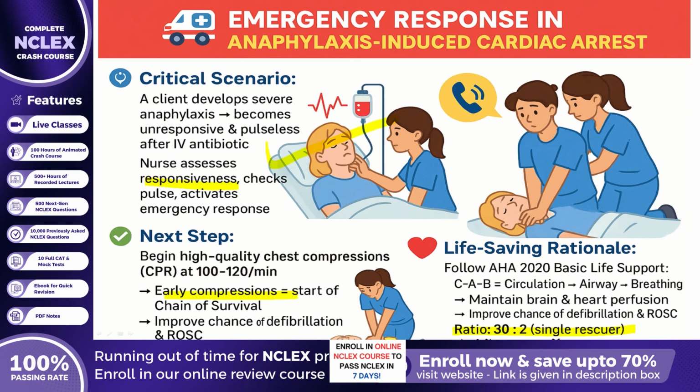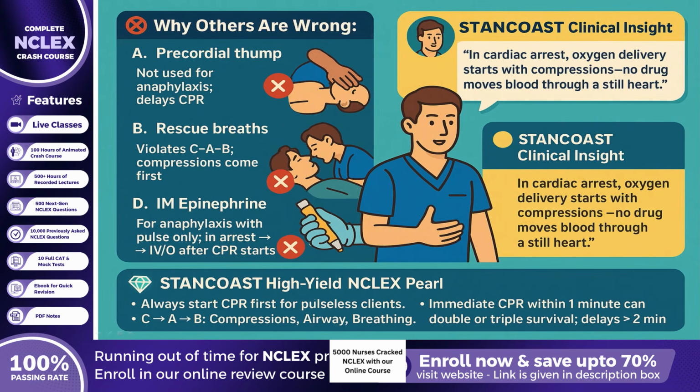Now, let us understand why the other options are incorrect. Option A, administering a single precordial thump, is not recommended in unwitnessed arrests or anaphylaxis-related cardiac arrests. It may waste precious seconds and cause harm. Option B, delivering 2 quick rescue breaths, contradicts the CAB sequence, circulation, airway, breathing, that prioritizes compressions before ventilation. Rescue breaths should follow after the first 30 compressions.